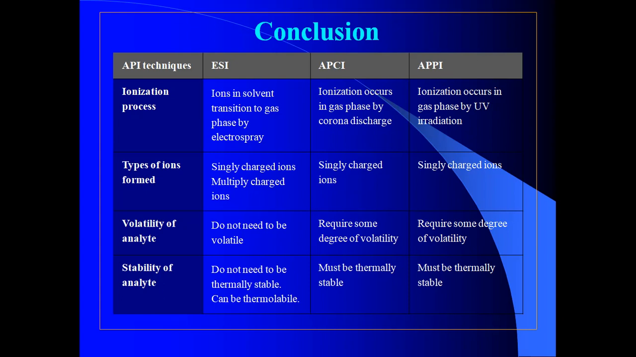As for volatility of the analytes, for ESI they don't need to be volatile, but APCI requires some degree of volatilization, and APPI requires some more degree of volatility. As for stability, the analyte does not need to be thermally stable in ESI, but for APCI and APPI the analyte must be thermally stable because a heater is used, and if the temperature is very high, like 400 degrees centigrade, it can denature the analyte. Thank you very much.